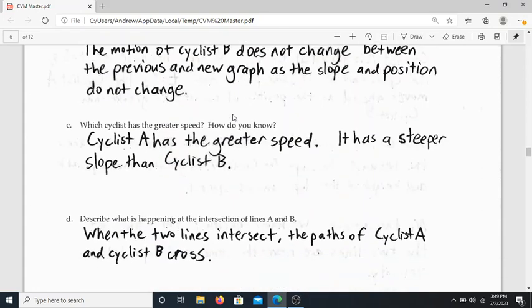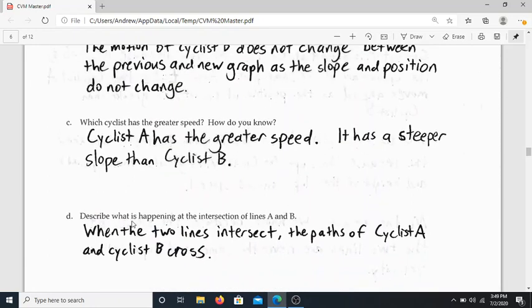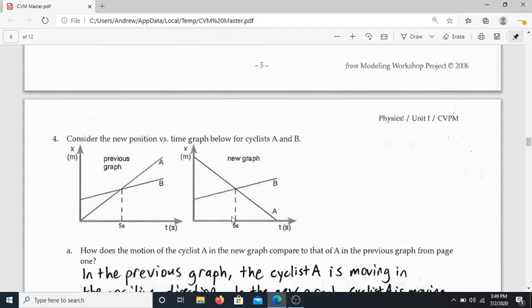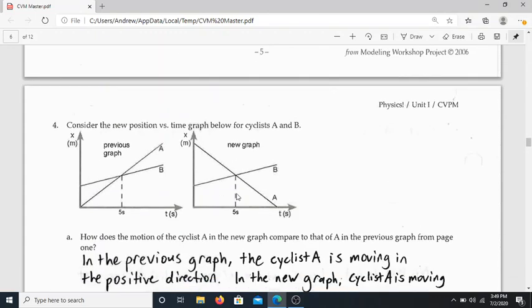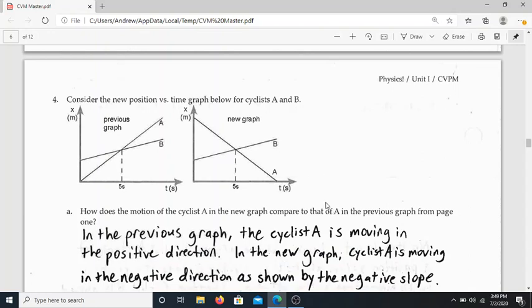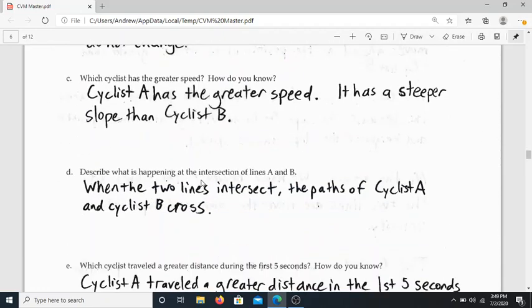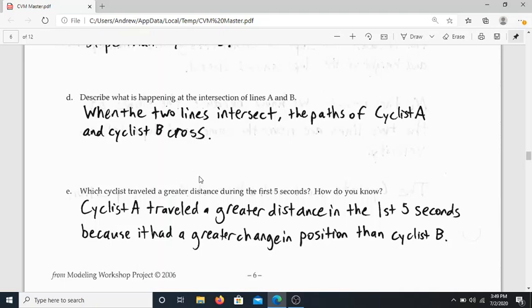All right? And then once again, describe what is happening at the intersection of lines A and B. The rules haven't changed at all. It just means that at that particular point in time, they're at the same position, so A and B are passing each other once again. In the first graph, the original one, when they were passing, A was going in front of B. But in the new graph, you have A and B going in opposite directions. So they're basically just passing each other, and then they keep going on their merry way, which leads nicely to part E.